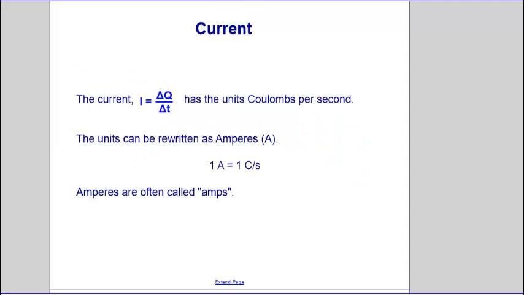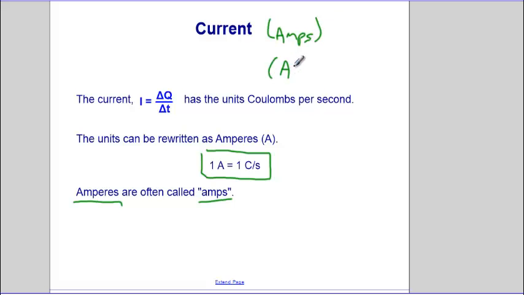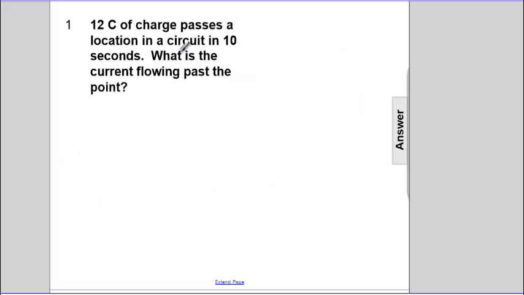So let's apply this after we restate what the units are. So amps or amperes, often called amps, are the units for electric current. So electric current is measured in amps. Sometimes you'll see it written as AMPS. Other times you'll just see an A. Other times you'll see coulombs per second. So that's amps. All three of these will work.